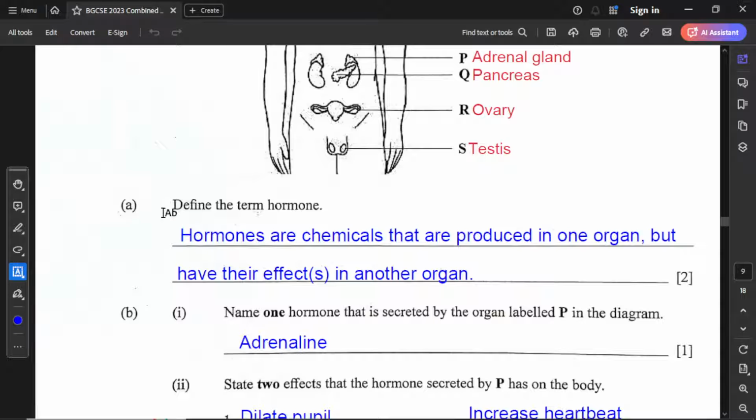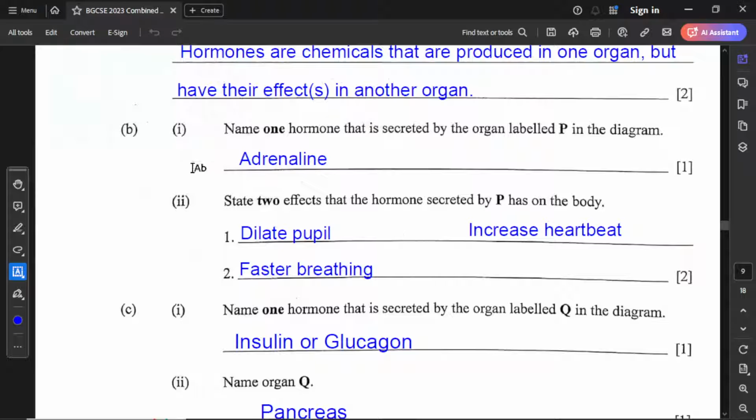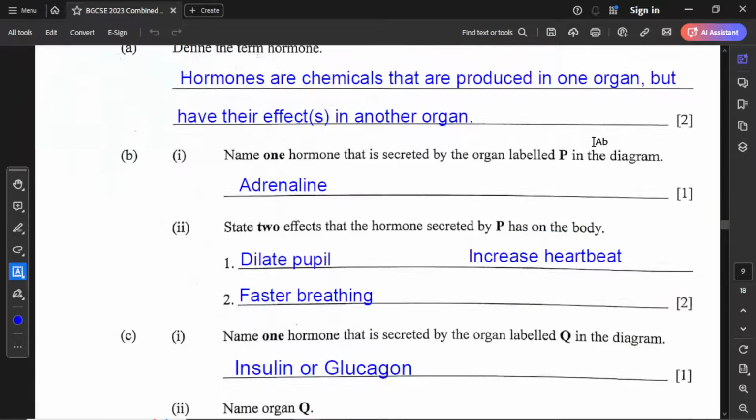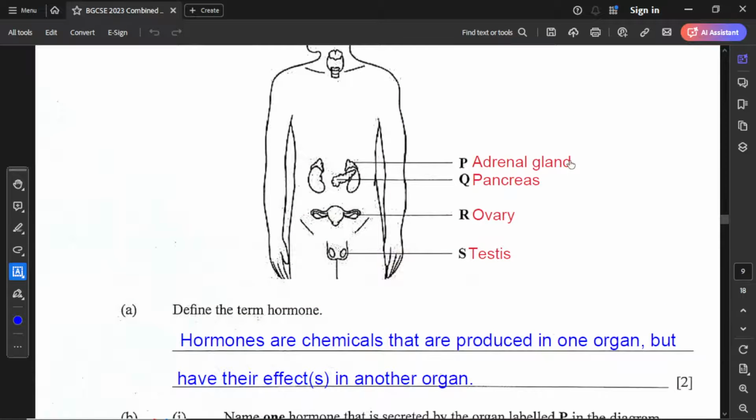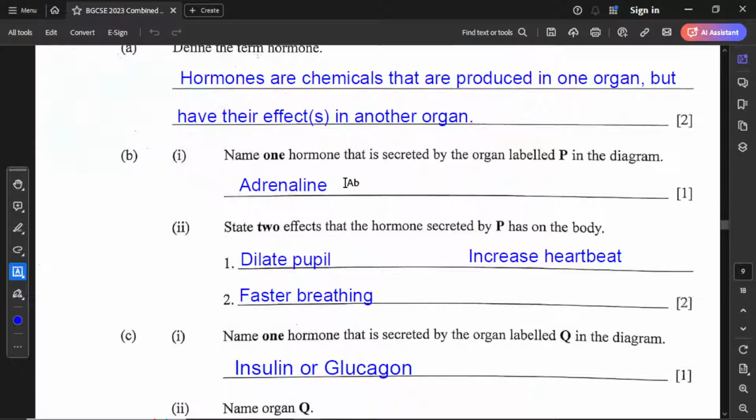So for part A, define the term hormone. Hormones are chemicals that are produced in one organ but have their effect or effects in another organ. So in other words, hormones pretty much will trigger a response in the organism or in the body. So they are chemicals that trigger a reaction or effect in the body. For part B, name one hormone that is secreted by organ labeled P in the diagram, and organ P again is the adrenal gland. So therefore, you will produce adrenaline.